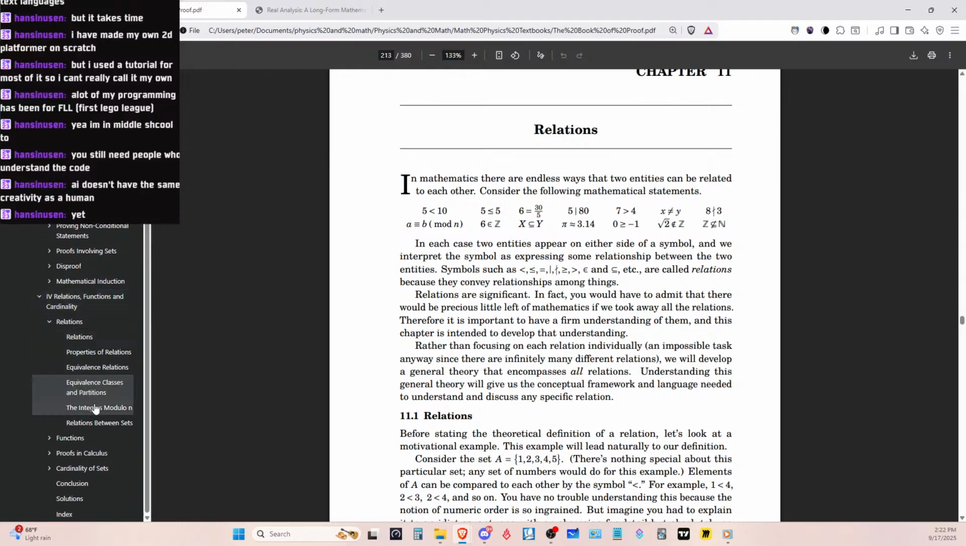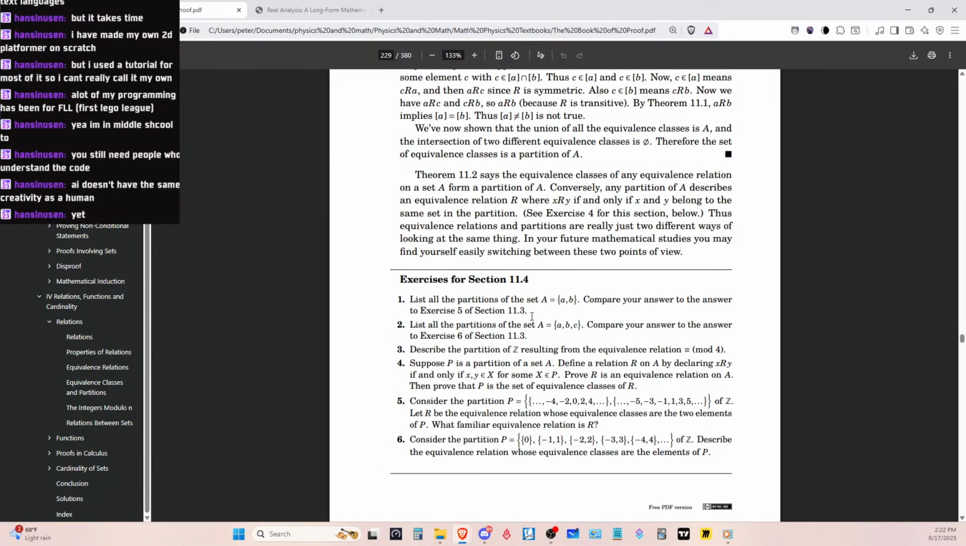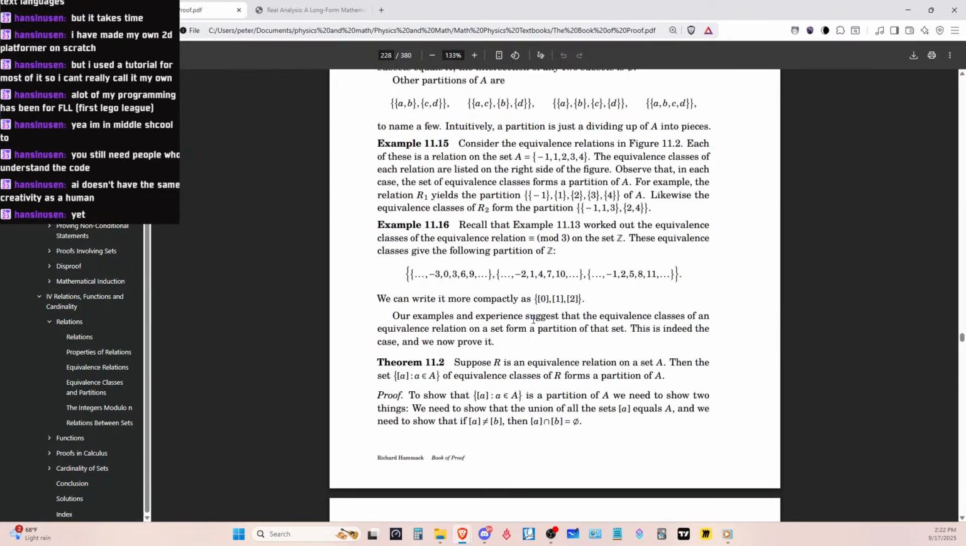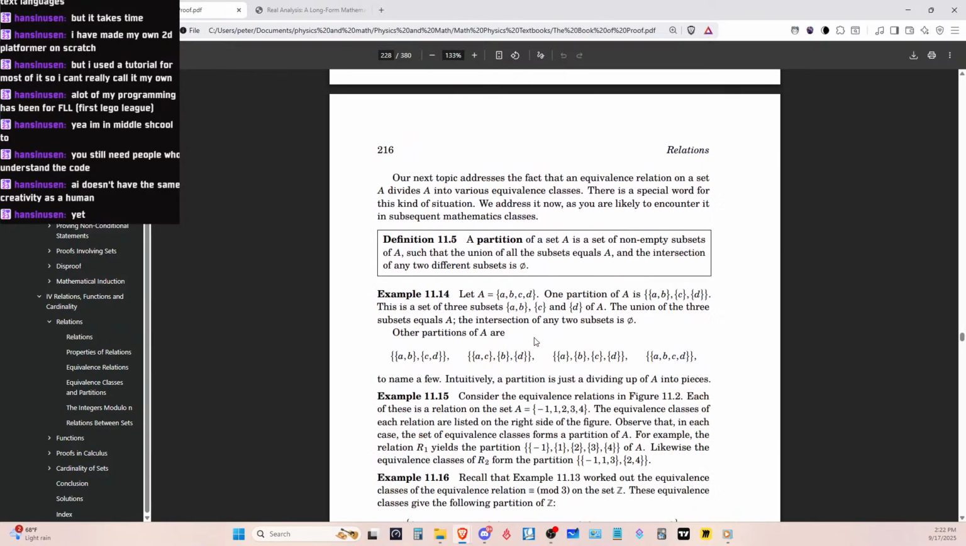Let's see. I think they do go over modular arithmetic here. Yeah, here we go. They don't go over it before, right? Yeah, oh yeah, they do. Over here. We got partitions.